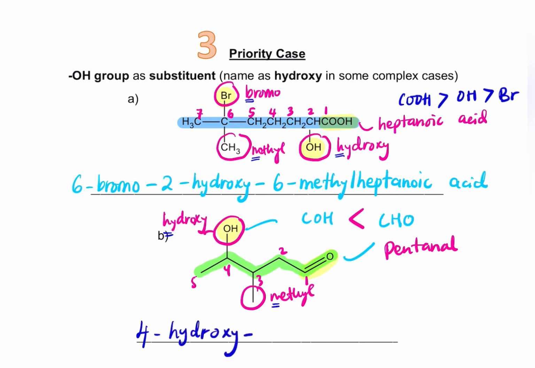And then methyl is at position carbon number 3, 3-methyl. And my parent is pentanal. So this is the full name for structure B.